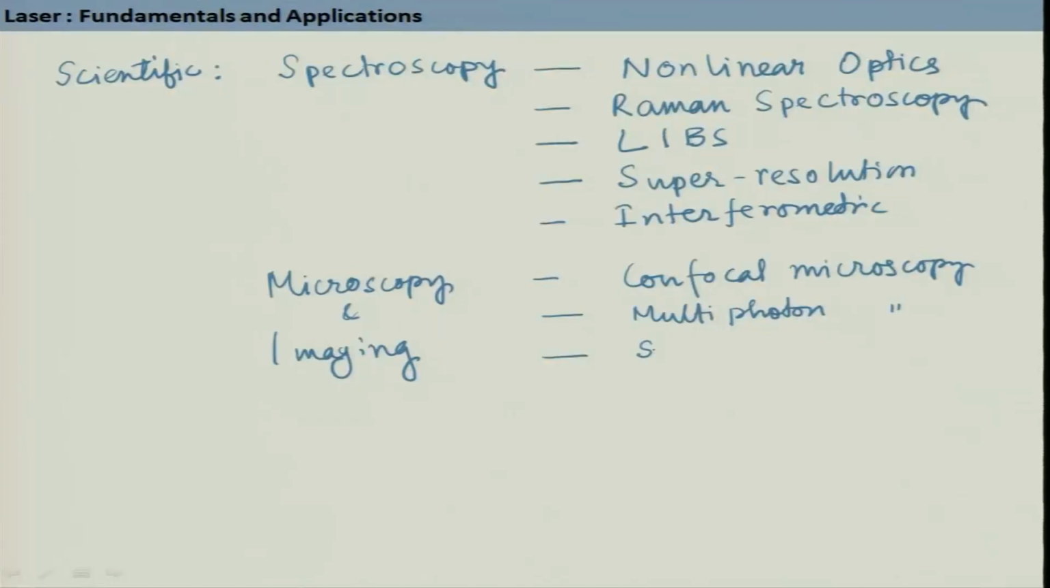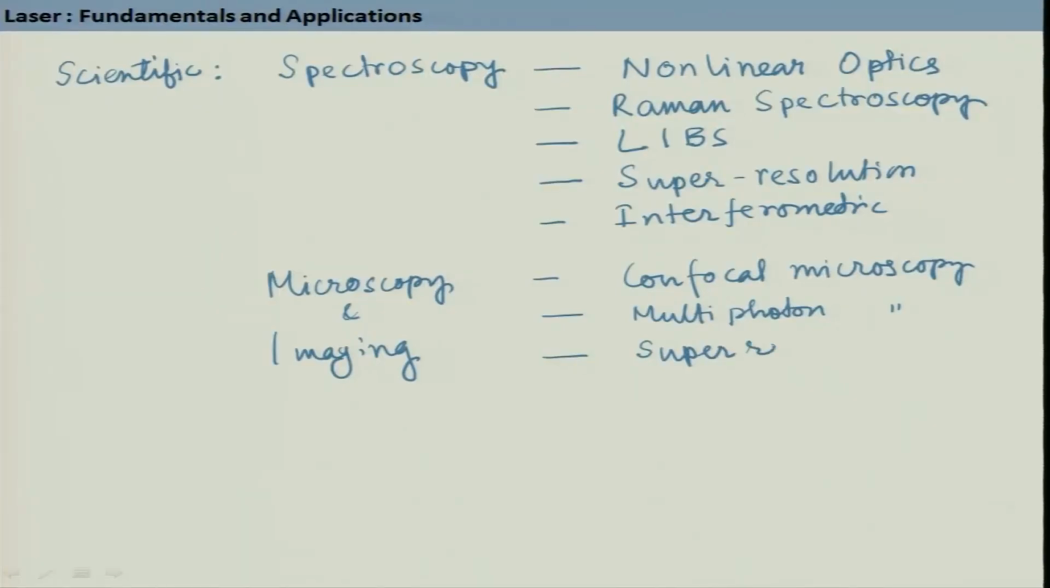The latest Nobel Prize in the field of optics and microscopy went to Moerner, Stefan Hell, and Betzig. So they got this Nobel Prize because of the invention of super resolution microscopy. Now, super resolution microscopy or imaging could not be achieved without having the laser in hand.